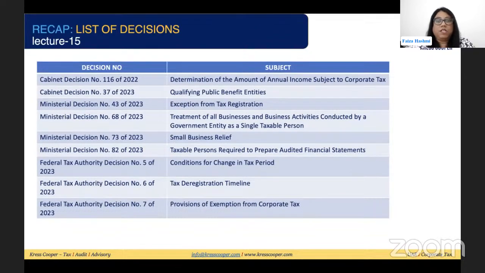Then another ministerial decision had come out on who is required to prepare audited financial statements. And they are, like I discussed in the previous slide, the qualifying free zone persons and people who have 50 million revenue.